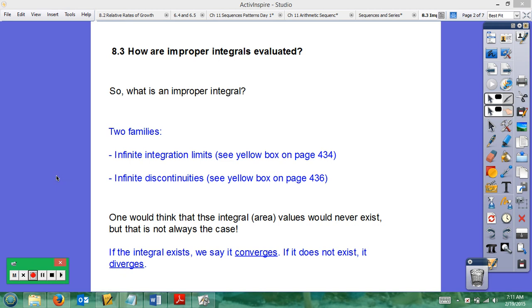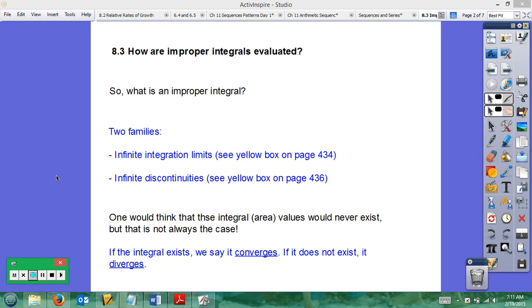Okay, for section 8.3, we are answering the question, how are improper integrals evaluated? Part of this lesson, I think, will be counterintuitive. We'll think, how could this even have an answer? But the way that we figure it out will be somewhat intuitive, and you'll see how that's carried out.